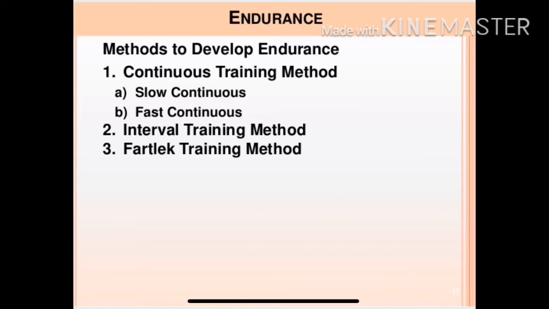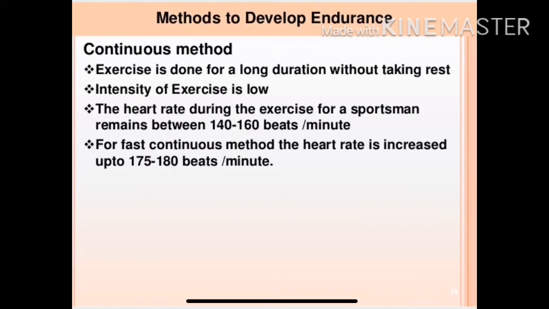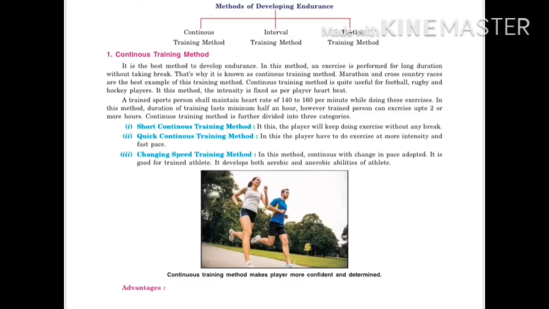So students, after types, now we will move towards the methods to develop endurance, in which we will study three methods. Number one is your continuous training method. Second is interval training method, and third one is your fartlek training method. So we'll start with the continuous training method. The continuous training method is the best method to develop endurance. In this method, an exercise is performed for longer duration without taking a break or rest. That's why it is known as the continuous training method.